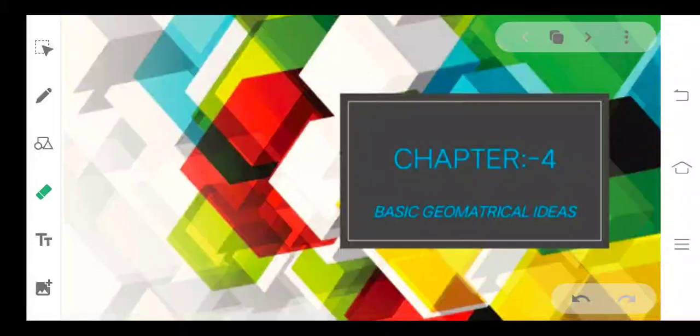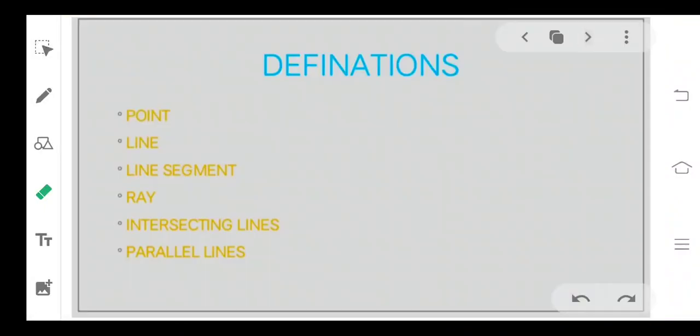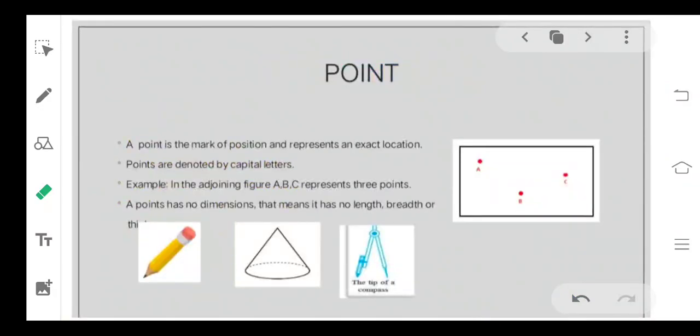Hello students, today we are going to learn about chapter 4, Basic Geometrical Ideas. Students, we start our chapter with some basic information about point, line, line segment, ray, intersecting lines and parallel lines. We start with point.